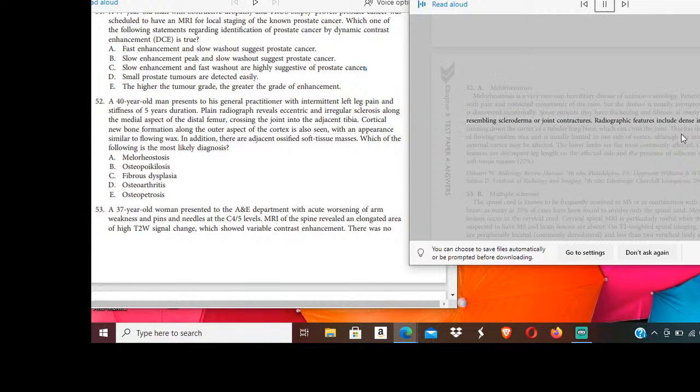Radiographic features include dense irregular bone running down the cortex of a tubular long bone, which can cross the joint. This has the appearance of flowing or molten wax and is usually limited to one side of cortex, although the internal or external cortex may be affected. The lower limbs are the most commonly affected. Other notable features are discrepant leg length on the affected side and the presence of adjacent ossified soft tissue masses, 27%.